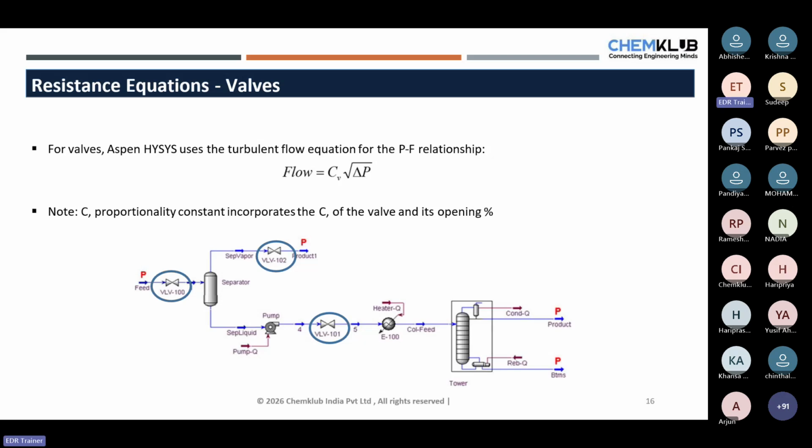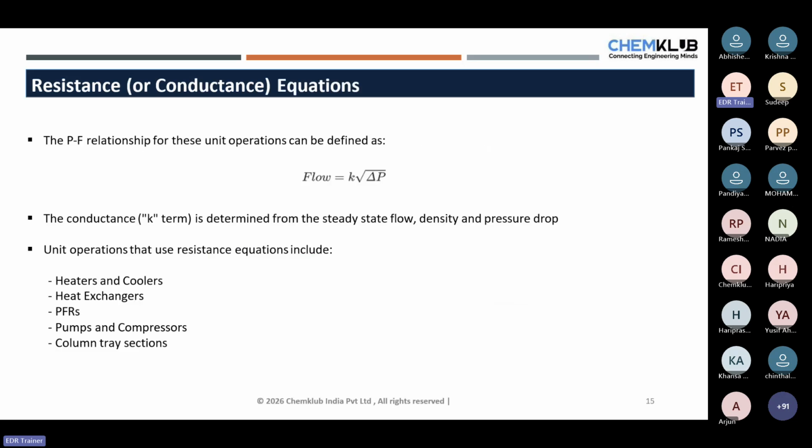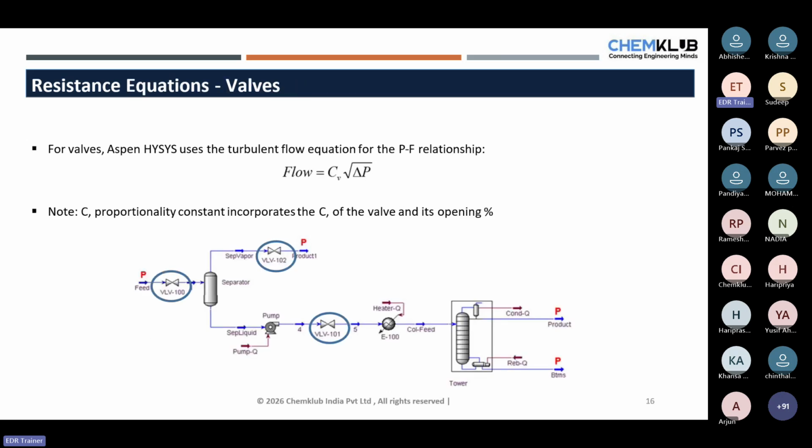So in this, the proportionality constant, which was there in our earlier simulation as K, is now being replaced by the CV. CV, by definition, is how much of the liquid can flow through a certain pressure drop. So it is exactly fitting the K equation, and it's replacing the K equation from the previous relation that we have seen, which is generic in nature for all the equipment. While in the case of a valve, K is replaced by the CV.